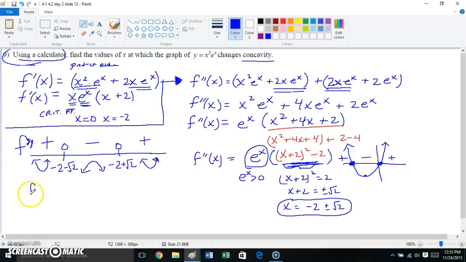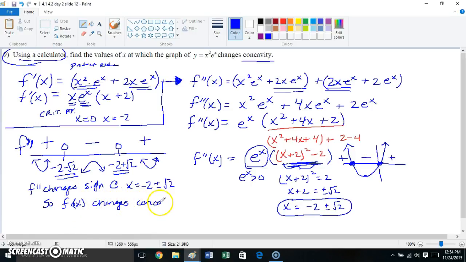Okay, so that means that because f double prime changes sign at x equals -2 plus or minus root 2, we know that these two places are places of inflection, and that's where f changes concavity. So f double prime changes sign at these two places, so f of x changes concavity.